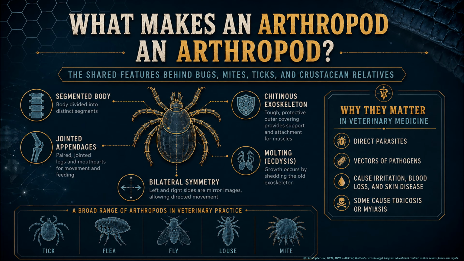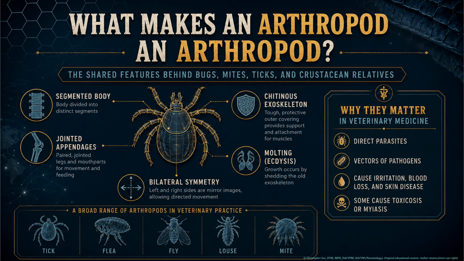Arthropods share several features that make them who they are. First, they have segmented bodies. Those segments can be grouped into specialized body regions, such as the head, thorax, abdomen, or cephalothorax, depending on the group. Second, they have jointed appendages. That is where the name arthropod comes from, jointed feet. The legs, mouth parts, and other appendages are built for movement, feeding, attachment, and survival.